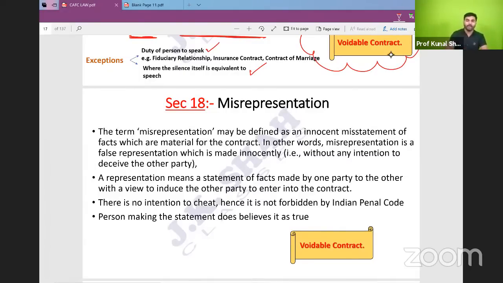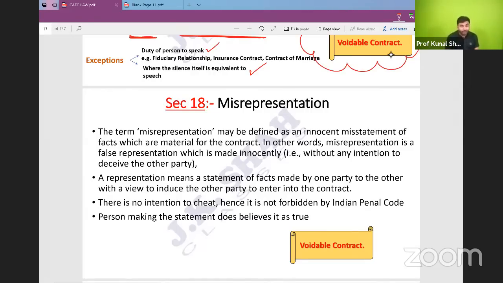The next one over here is about misrepresentation. Section 18 of the Indian Contract Act 1872 talks about misrepresentation. What is a misrepresentation? It is a false representation made innocently, wherein the person making such false representation does not have an intention to deceive someone. See, there's a difference between fraud and misrepresentation.